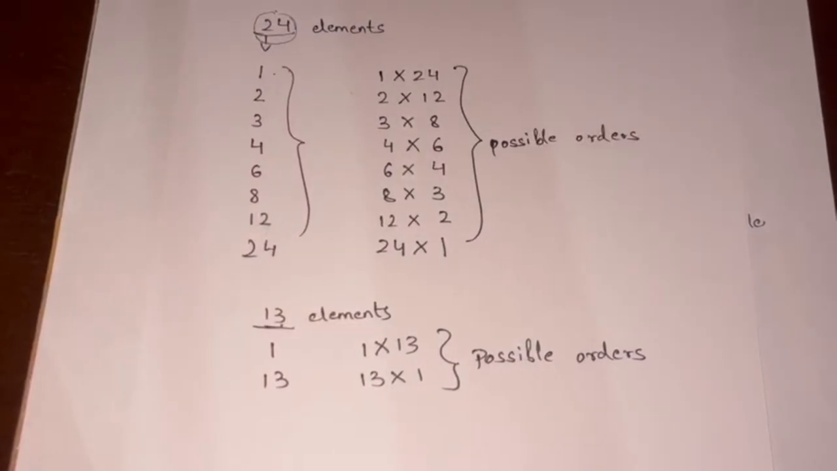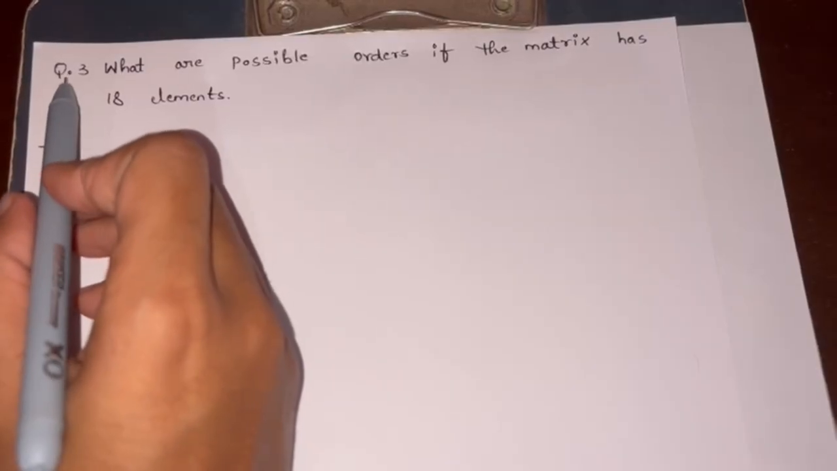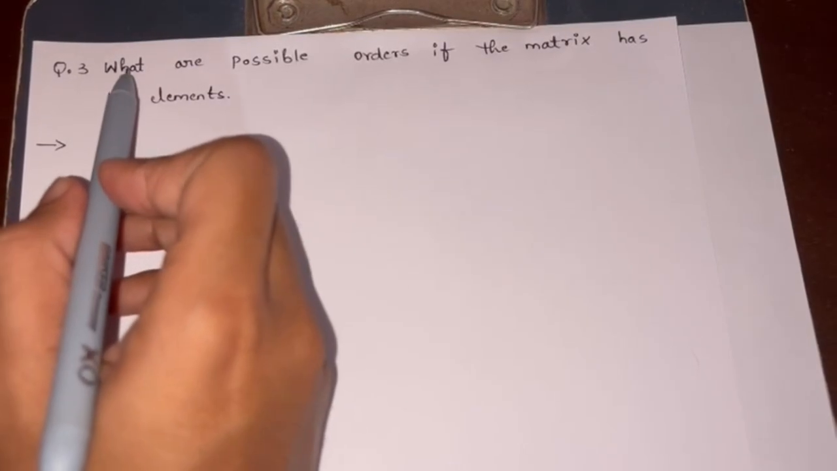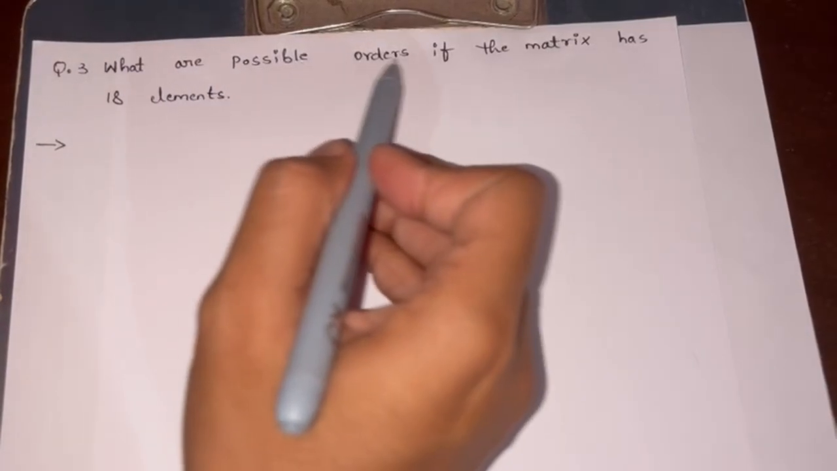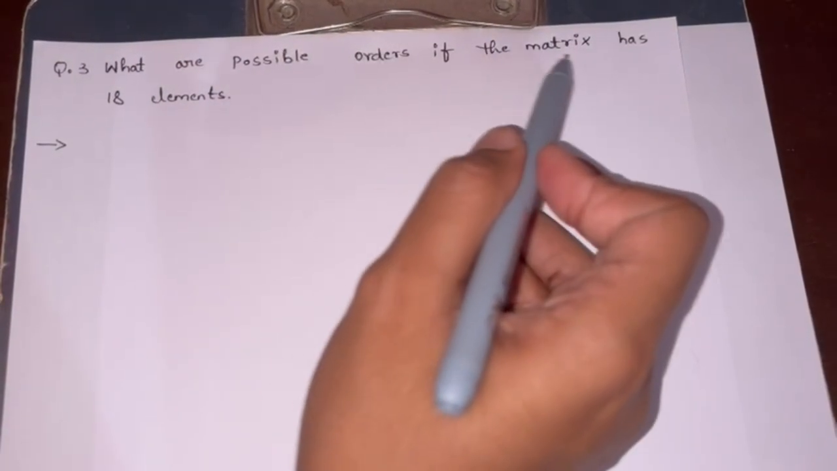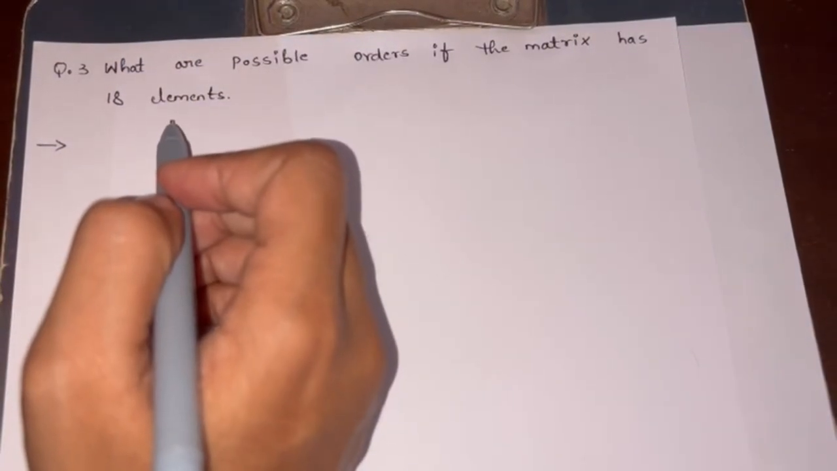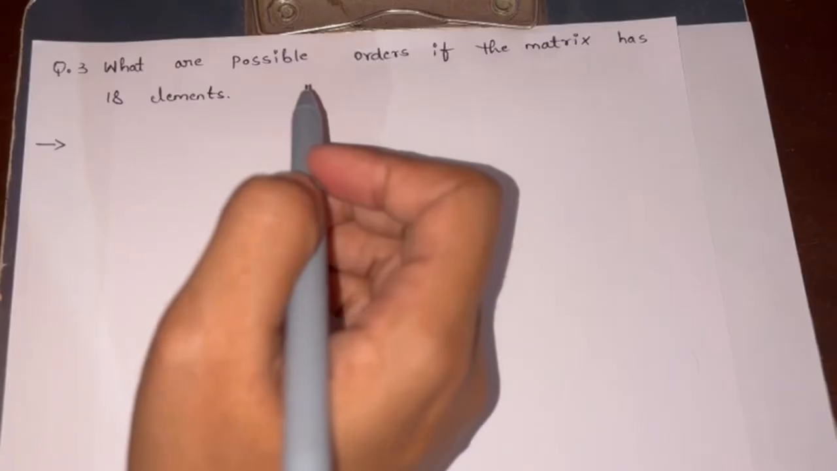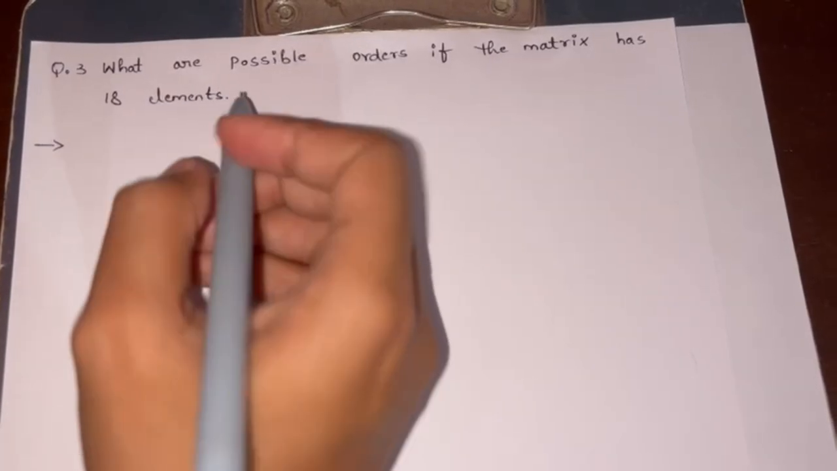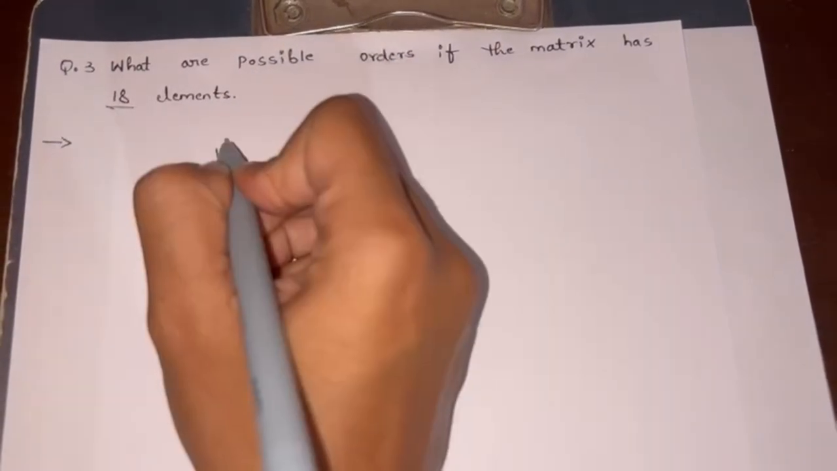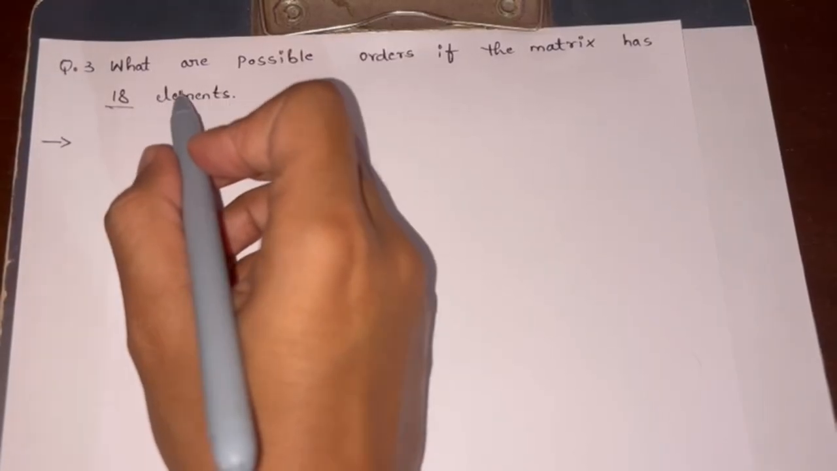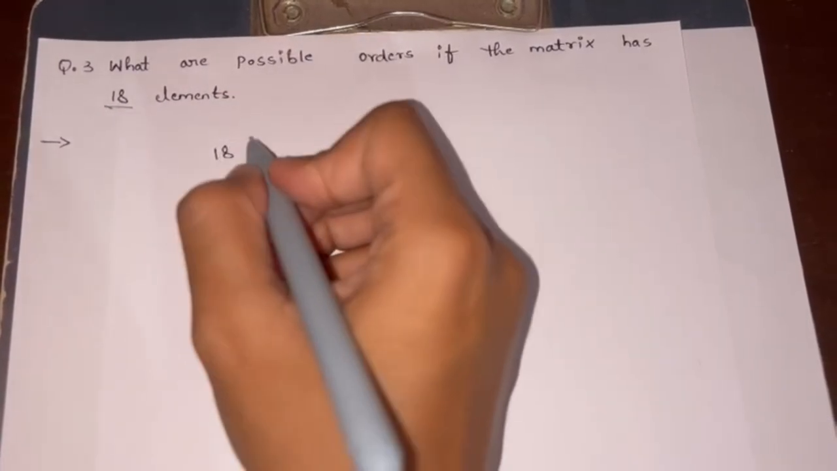Moving further to our third question of the exercise, which says, what are the possible orders if the matrix has 18 elements? So this question is similar to the previous one. In the previous one, we found the possible orders for 24 and 13. Here we have 18 elements. So let's see how to find the possible orders for 18 elements.